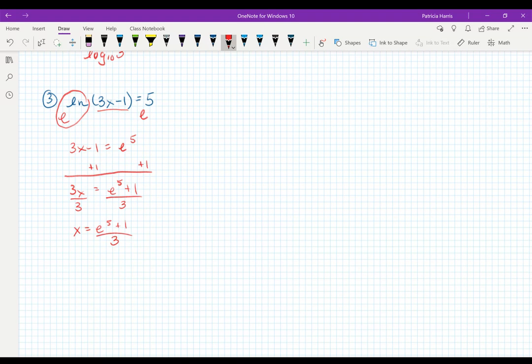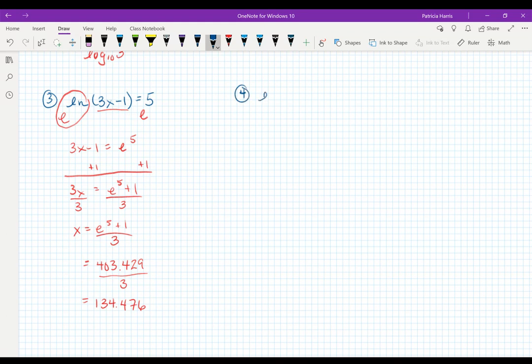I would type it into a calculator. So let's see. e raised to the fifth plus 1. Okay, so the top number is 403.429 divided by 3. Or you can just let your calculator hold that for you. And I get 134.476 approximately. Okay. All right. So let's try another one.